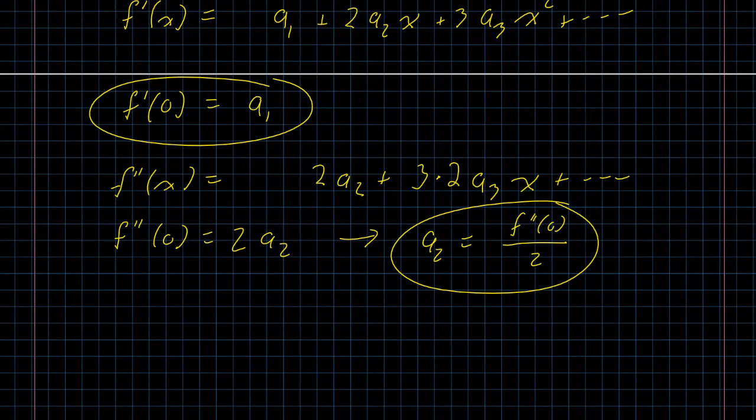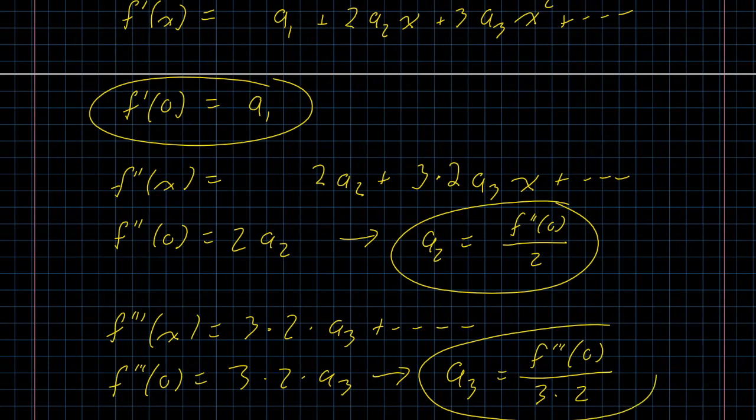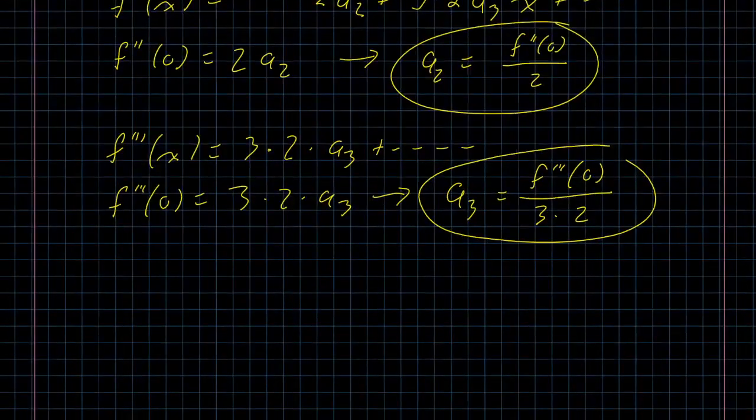And then I'll do one more of these. The third derivative, f triple prime of x, is equal to 3 times 2 times a3, and a bunch of other terms, and the other terms are all going to be 0 when x is 0. So when I evaluate f triple prime of 0, I get 3 times 2 times a3 by itself. And rearranging that gives me that a3 is f triple prime of 0 divided by 3 times 2. You can keep doing this. The pattern absolutely does continue.